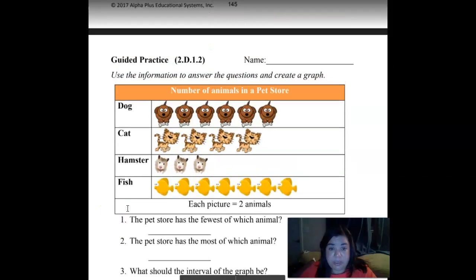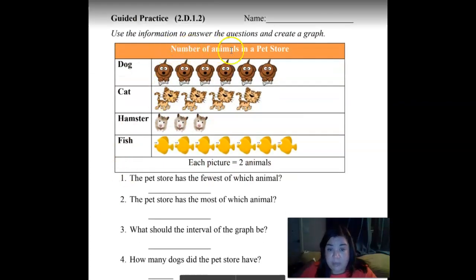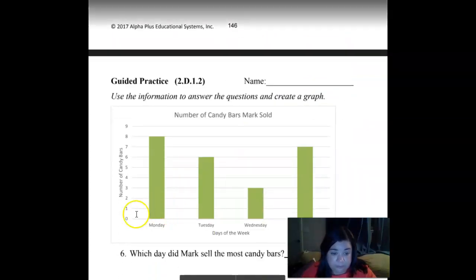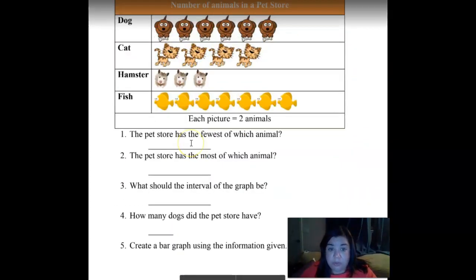Okay, it would be similar to this one up here. You would put candy bars Mark sold. You would put the days of the week here. And then you would decide if you're going to do by 1 or by 2's. The graph is done by 1. So I would do them by 1.